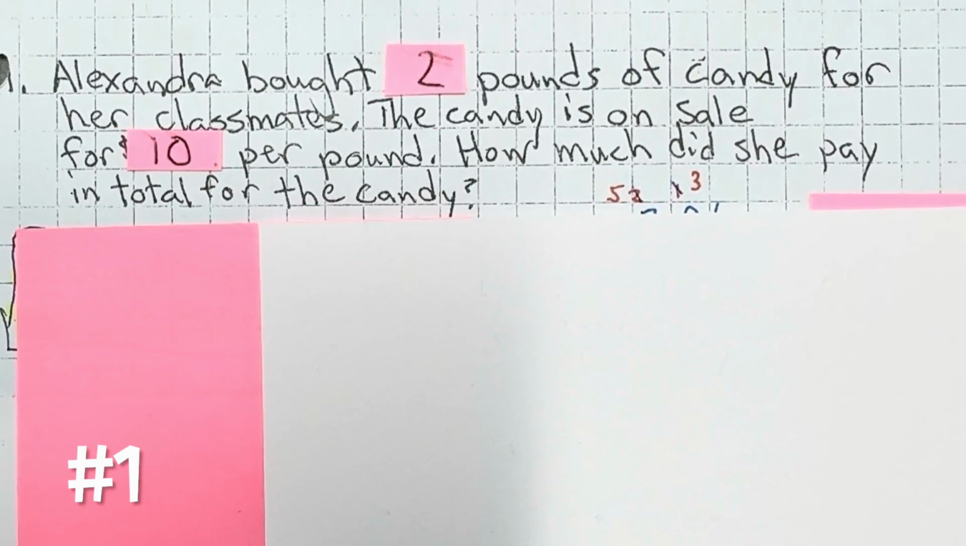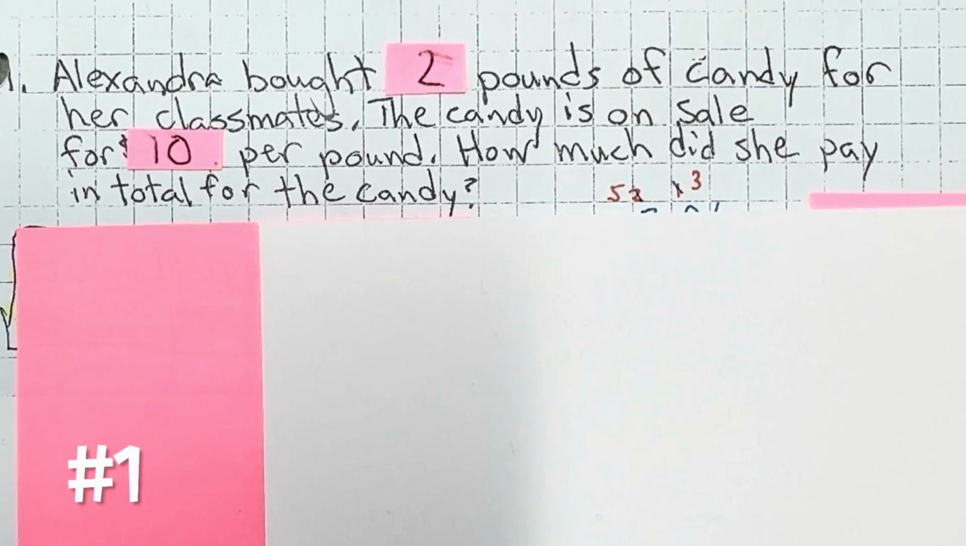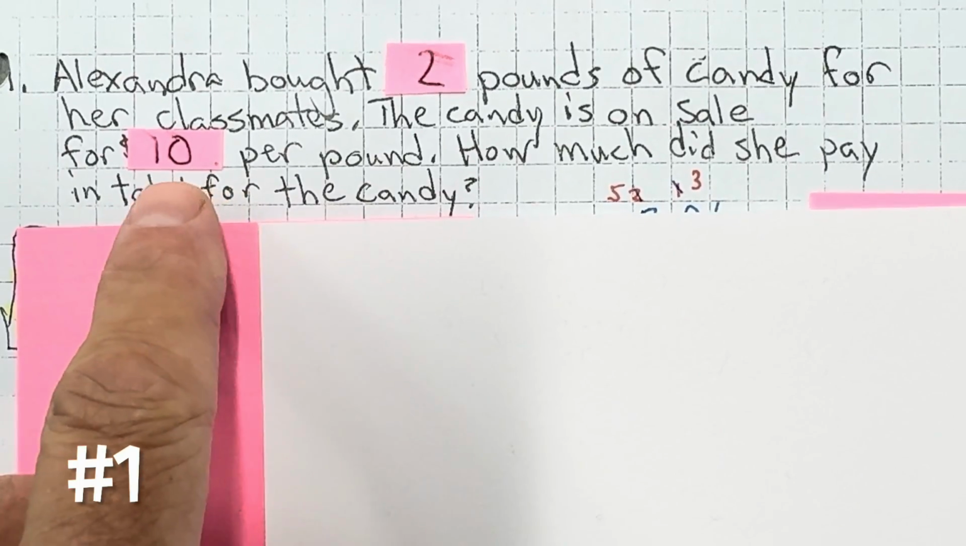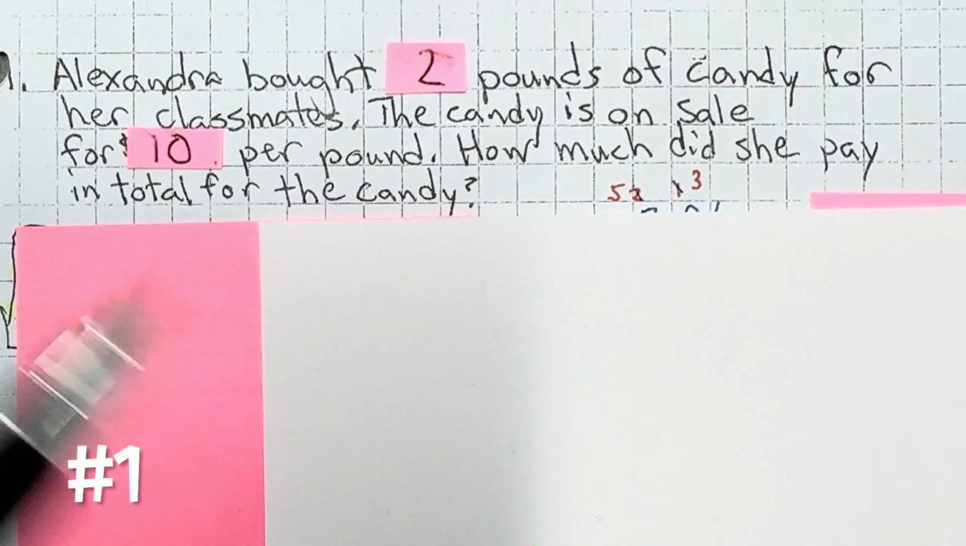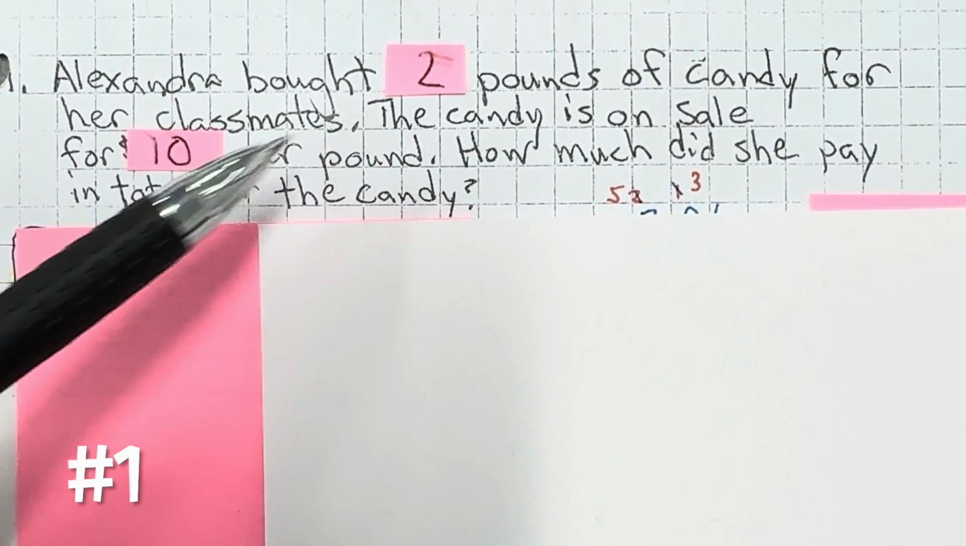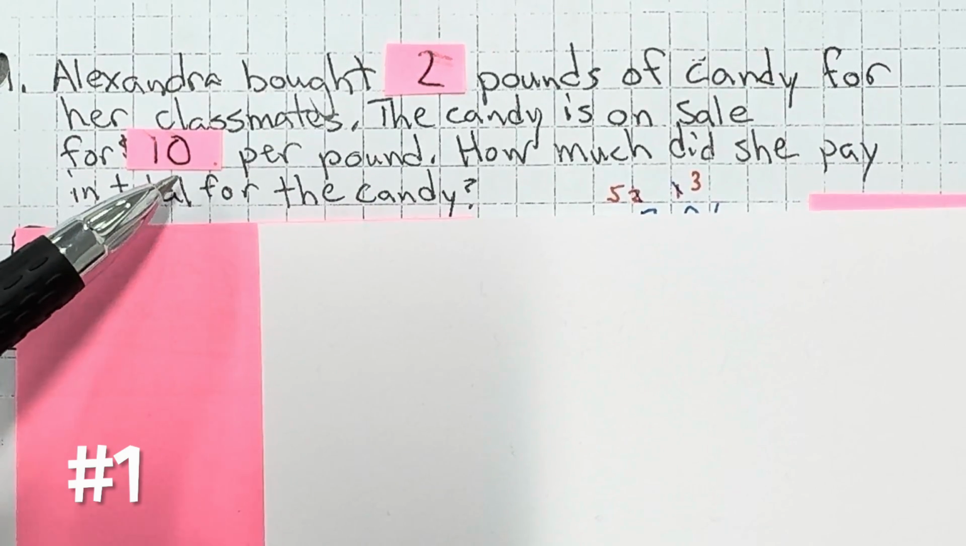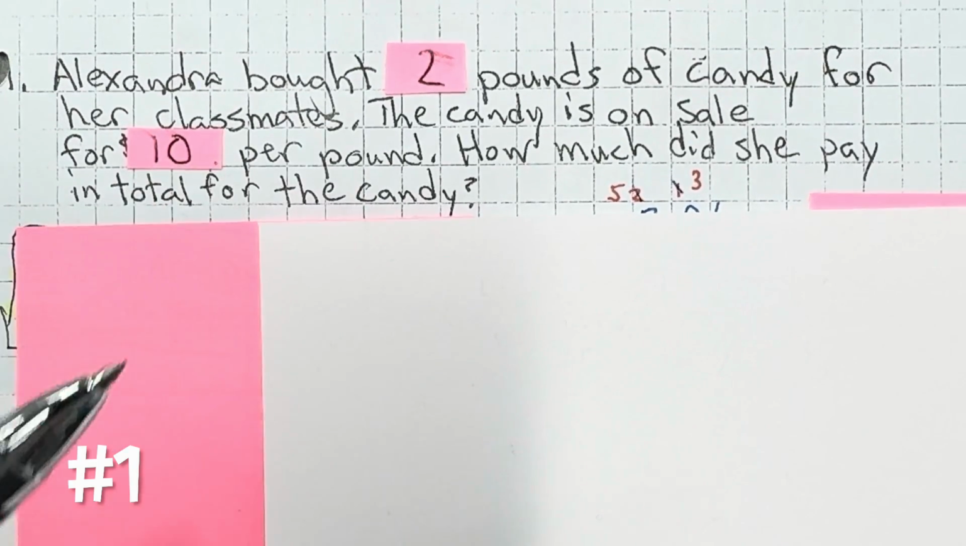Alexandra bought 2 pounds of candy for her classmates. The candy is on sale for $10 per pound. How much did she pay in total for the candy? So 1 pound would be $10, but she buys 2 pounds, so that would be double. It would be $20. You would do 2 times 10.